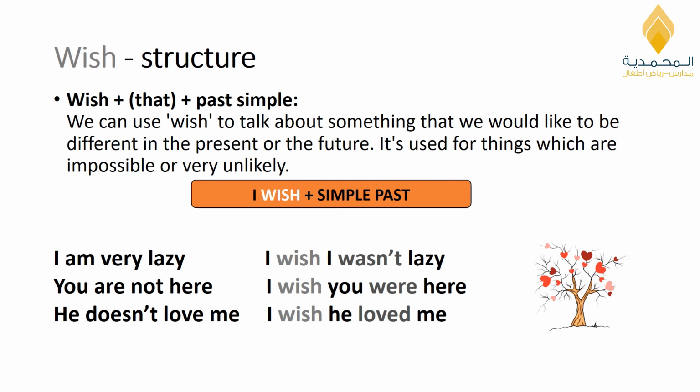We form the wish structure by wish plus that plus past simple. We can use wish to talk about something that we would like to be different in the present or in the future. It is used for things which are impossible or very unlikely. I wish plus simple past. Have a look at the examples.